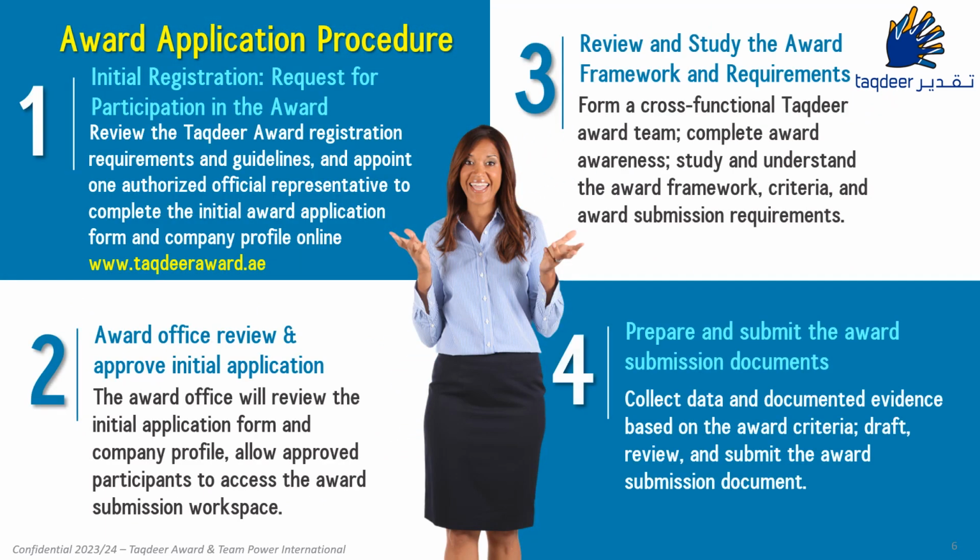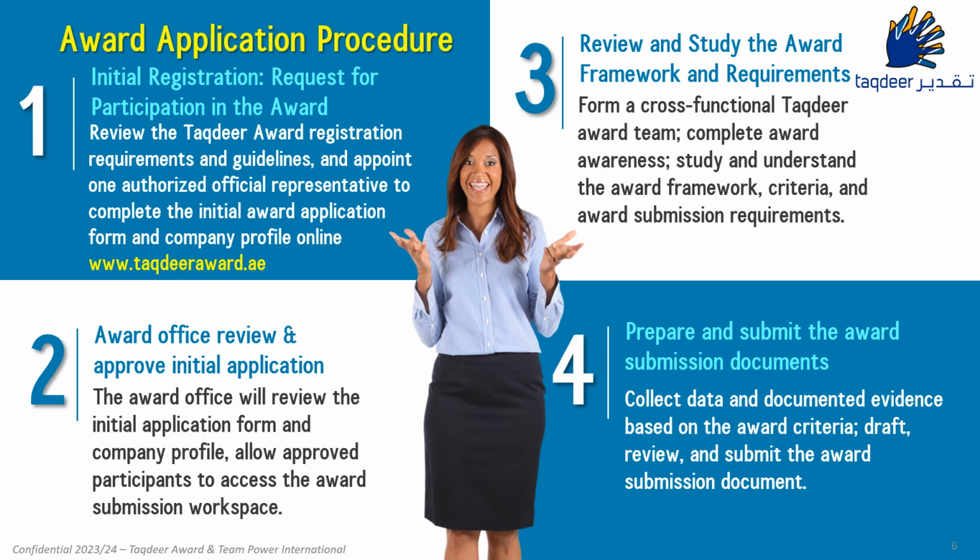Taqdeer Award Application Procedure. The award application procedure can be summarized into the following 4 major steps. First, initial registration, request for participation in the award. This form is designed to enable potential participating companies to submit their intent to participate in the current cycle of the Taqdeer Award. Second, award office review and approval of initial application.